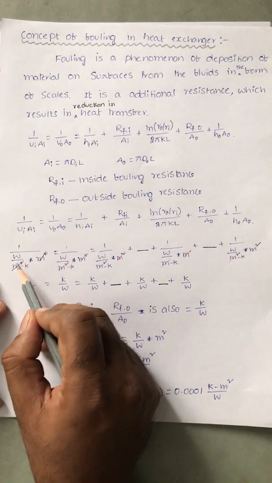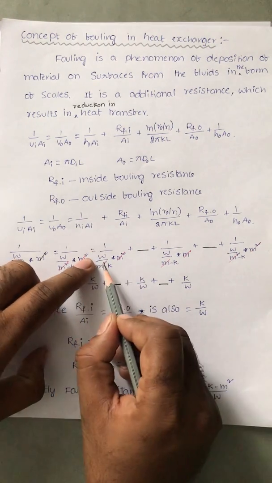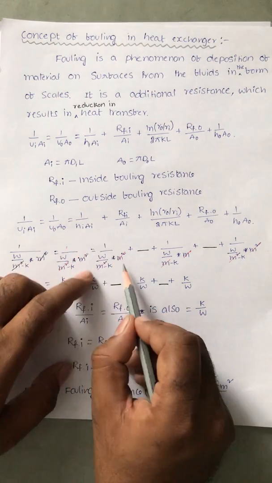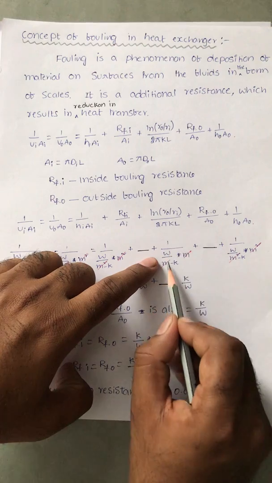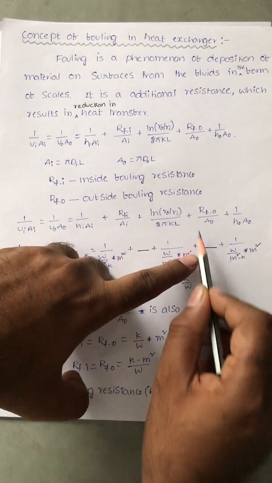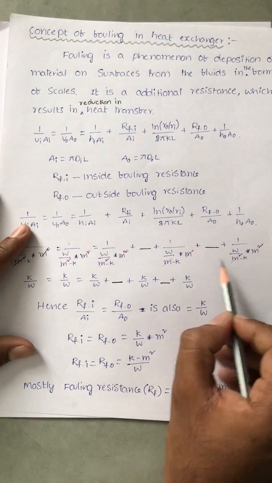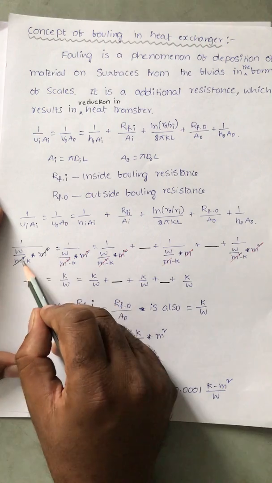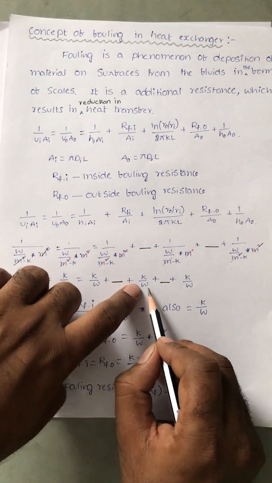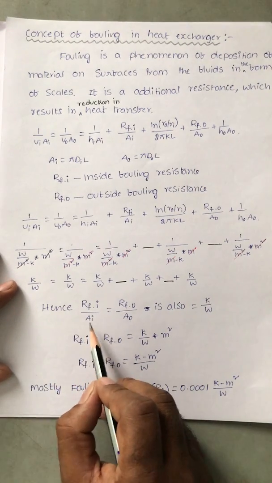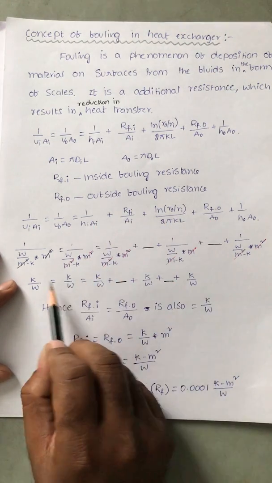So U, overall heat transfer coefficient, is in watt per meter square Kelvin, area in meter square. Heat transfer coefficient is watt per meter square Kelvin and area meter square, and for this we don't yet know the unit. Log Ro by Ri means meter by meter, cancels, k is watt per meter Kelvin, 2 pi is a constant, L is meter, plus we don't know the units for this one, and h is watt per meter square Kelvin, area meter square. The meter squares get cancelled, and you will get Kelvin per watt. Hence RFi by Ai equal to RFo by Ao is also in Kelvin per watt, because all the other parameters are in Kelvin per watt units.